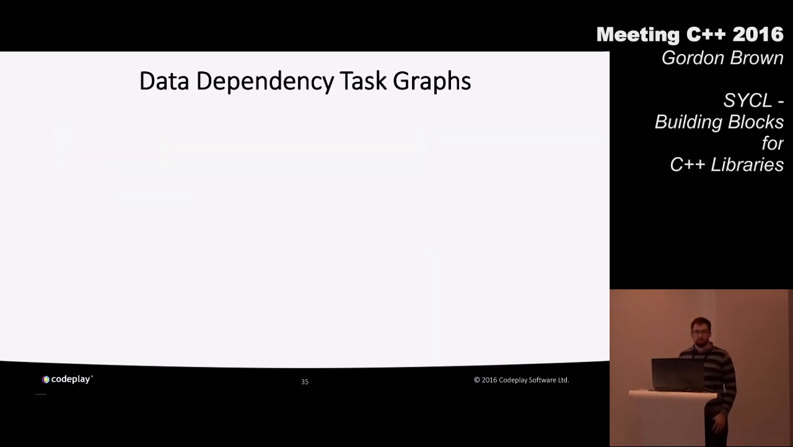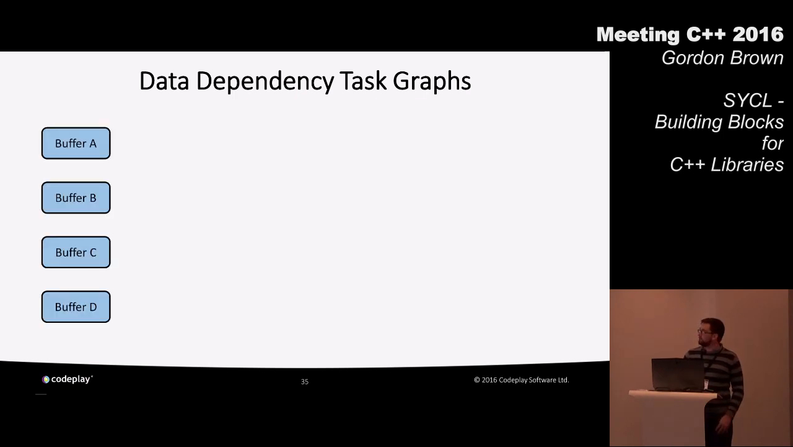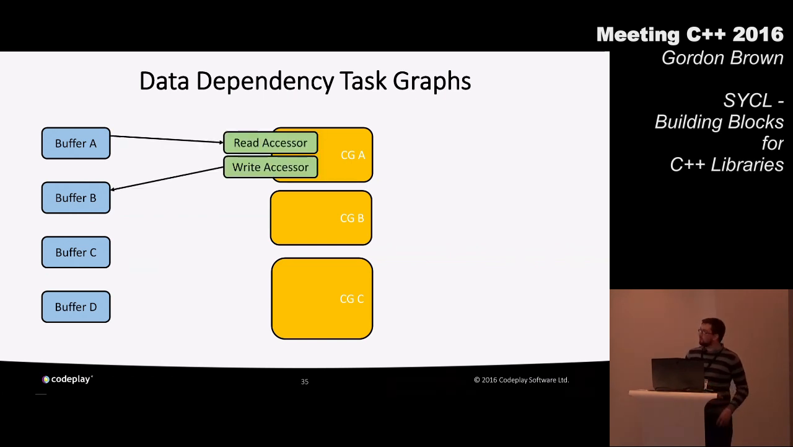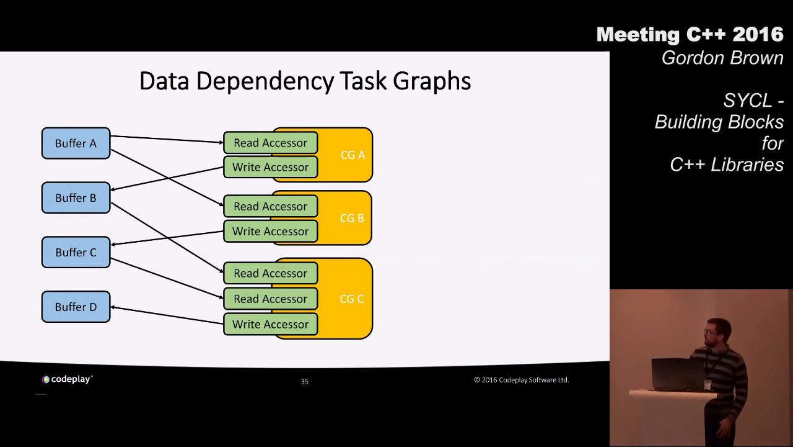What this relationship between buffers and accessors allows you to do is create data dependency graphs for your command groups. An example of that is, say you have 4 buffers and 3 command groups. Command group A reads from buffer A and writes to buffer B. Command group B reads from buffer A and then writes to buffer C. And then command group C reads from buffers B and C and writes to buffer D. Now all we're doing here is just describing the command groups and the memory they want to read and write to. It's just defining the requirements.